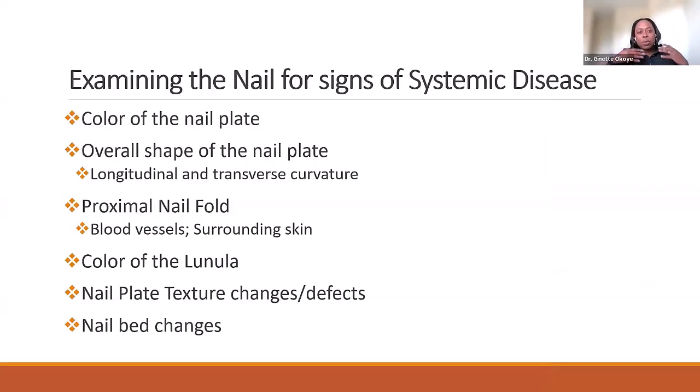Okay, so how do I approach examining the nail when I'm thinking about systemic disease? So the first thing I'm looking at is the color of the nail plate. I'm looking at the shape, meaning the curvature, and I'll explain what I mean by that, of the nail. I'm looking at the proximal nail fold. So I want to know what's going on in that surrounding skin.